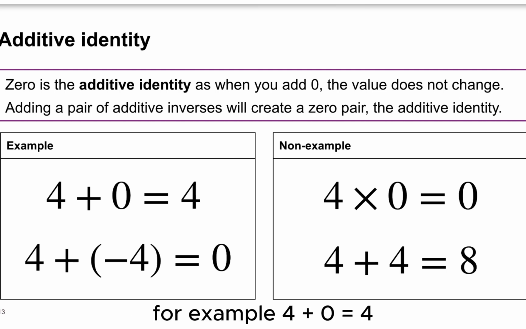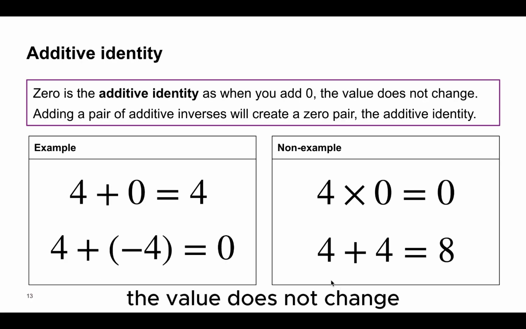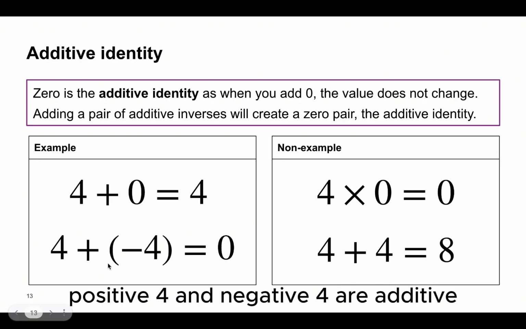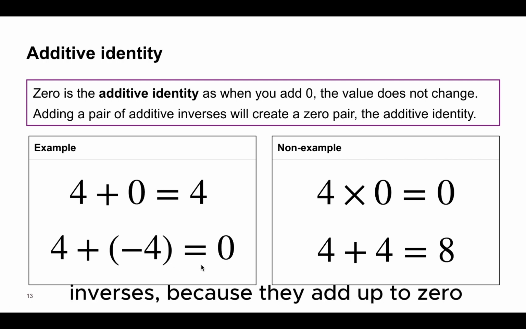For example, 4 plus 0 equals 4. The value does not change. Positive 4 and negative 4 are additive inverses because they add to 0.